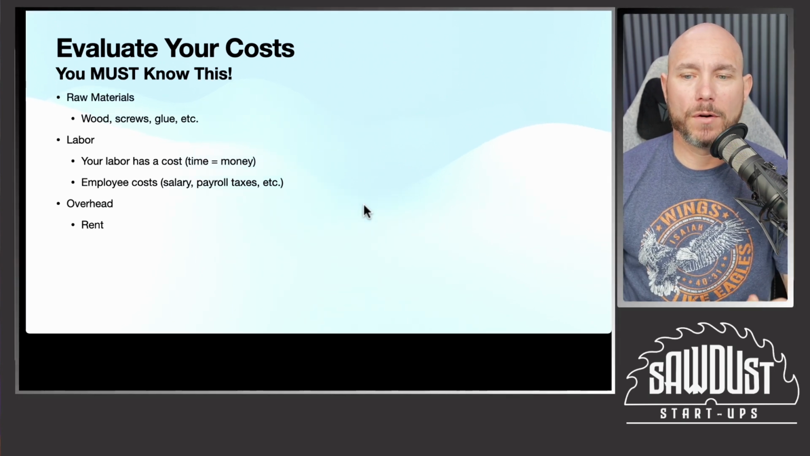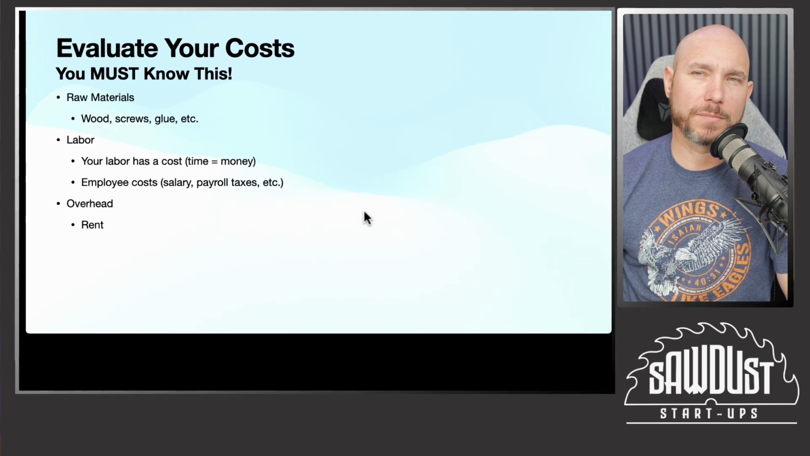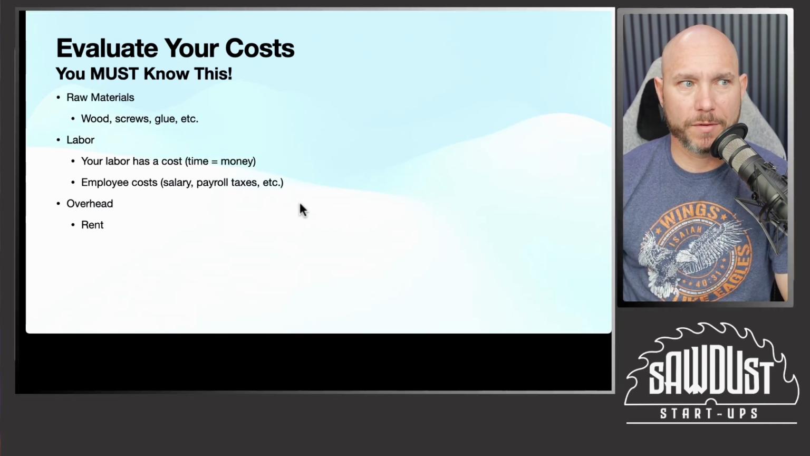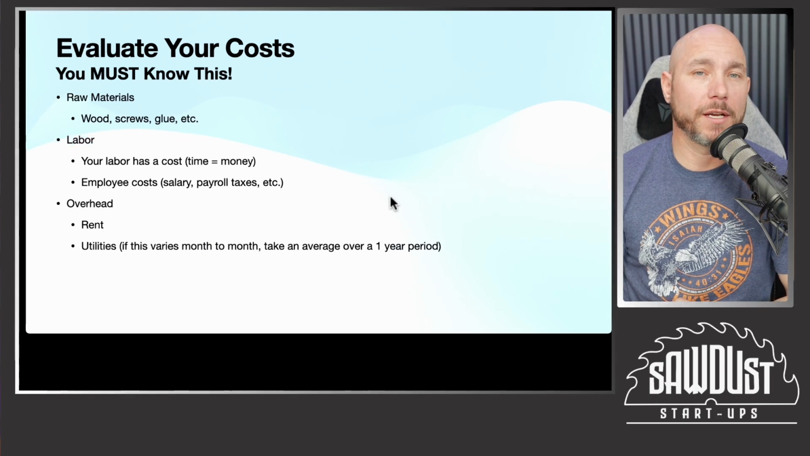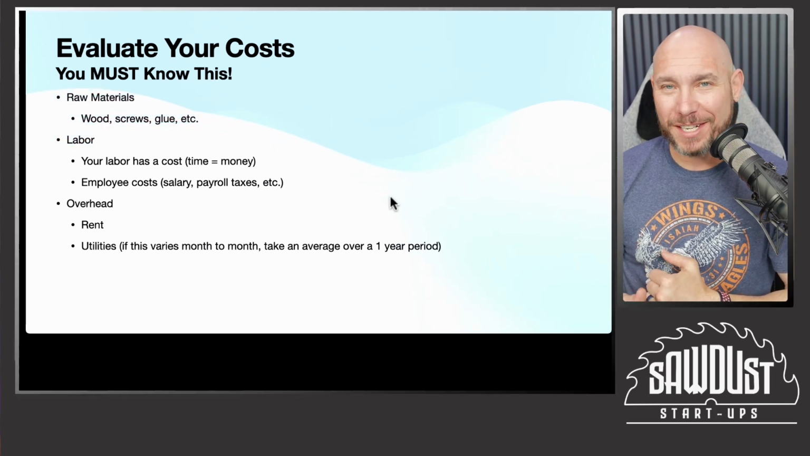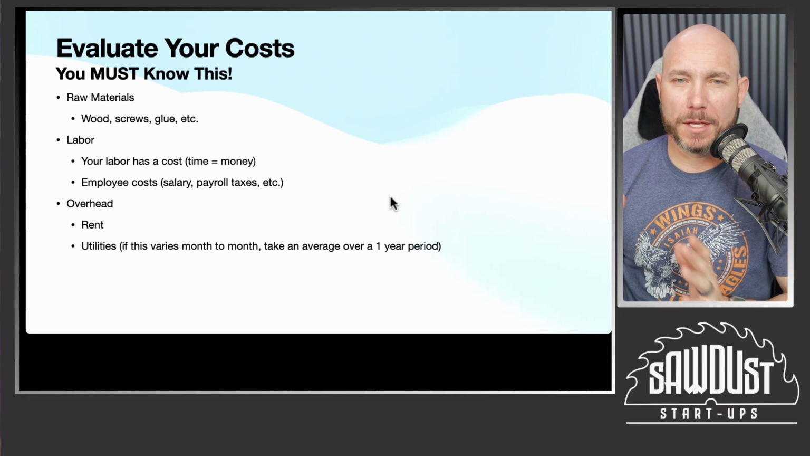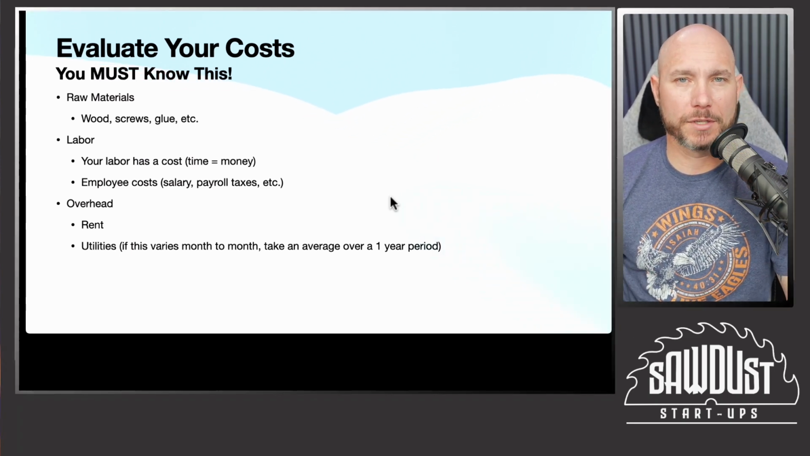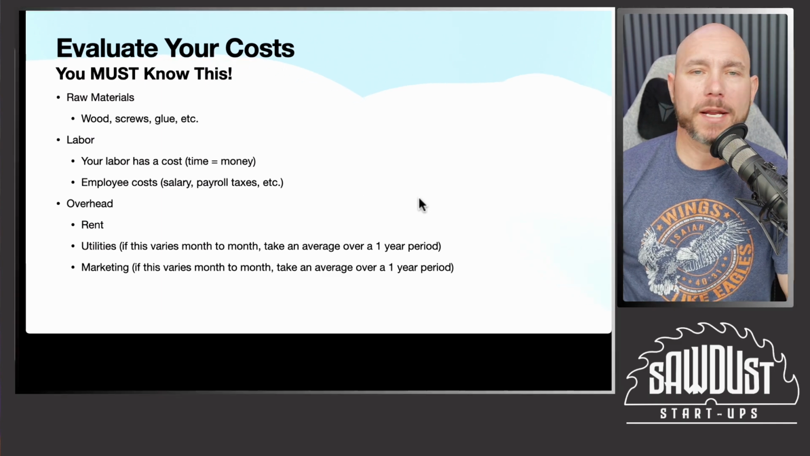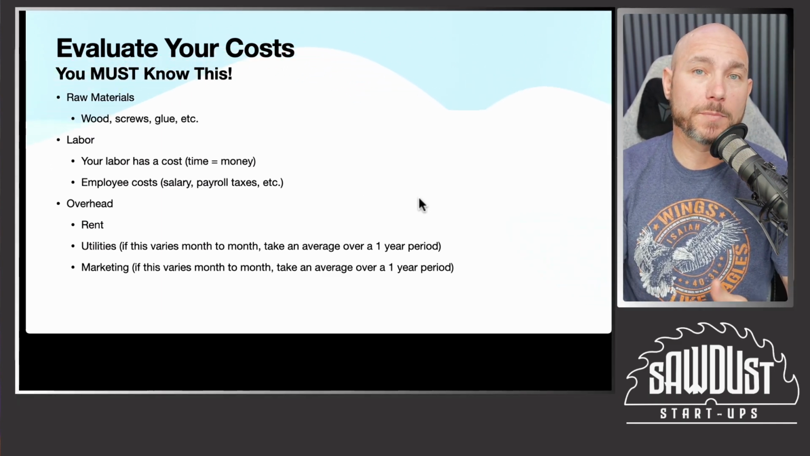Overhead. You need to know how much you're paying in rent and or a portion of your house. Basically, if you converted your garage or whatever, that's overhead in a sense. Utilities, especially if you're installing a mini split, your electricity bill is going to go up a little bit. Different things like that. So month to month, if you don't know what they are month to month, take the annual and average it out. You can do that. Marketing, if you're running ads locally or online, that also is part of your overhead.